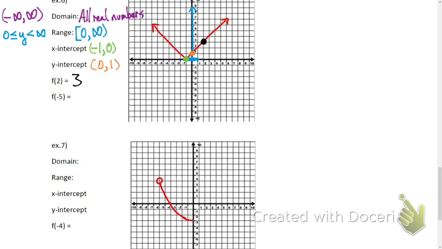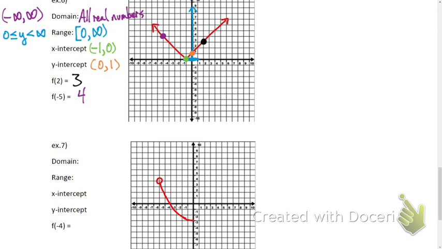F of -5, I'm out of colors. There's just no more colors. Let's go purple. I didn't really use that except for that answer. So f of -5 right there, that's 4 units high.